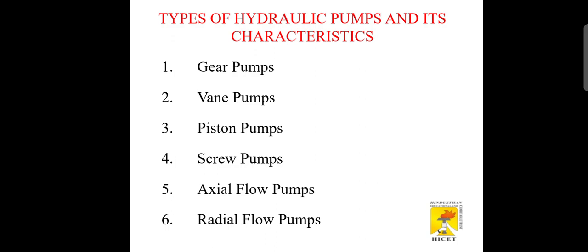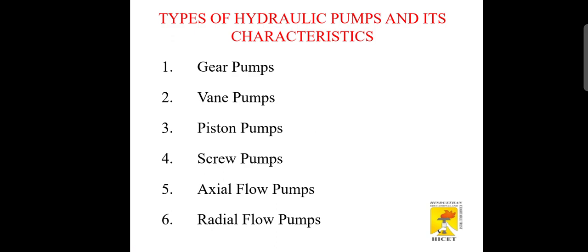Next one, screw pump. Screw pumps use rotating screws to move hydraulic fluid from the inlet port to the outlet port. The fluid is trapped in the space between the threads and pushed along the screws. The characteristics of screw pumps are that they are known for smooth and pulsation-free flow. In applications where continuous and non-pulsating flow is crucial, screw pumps are used.